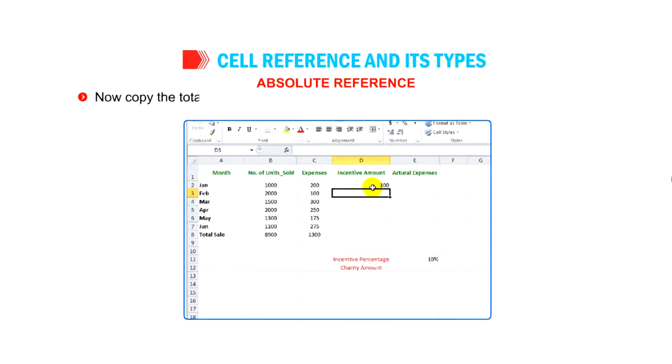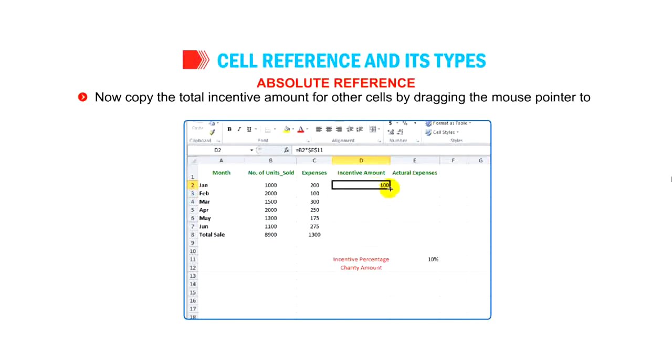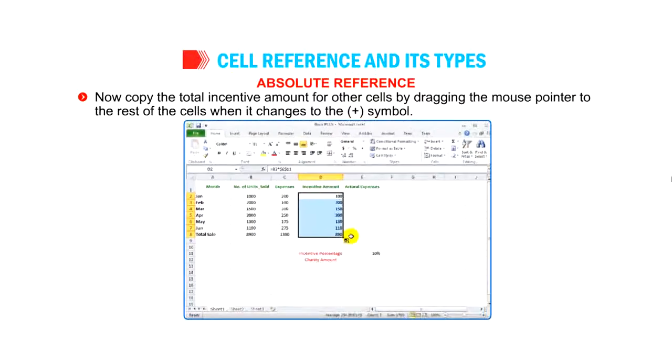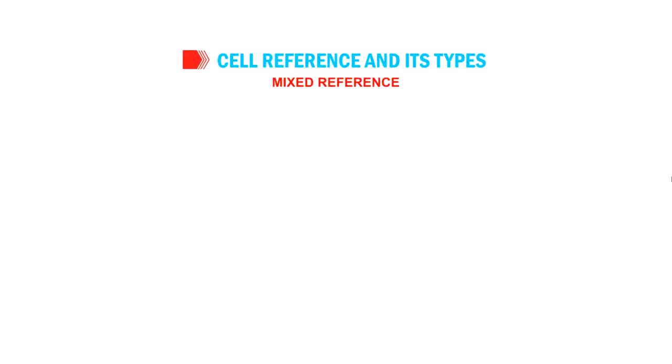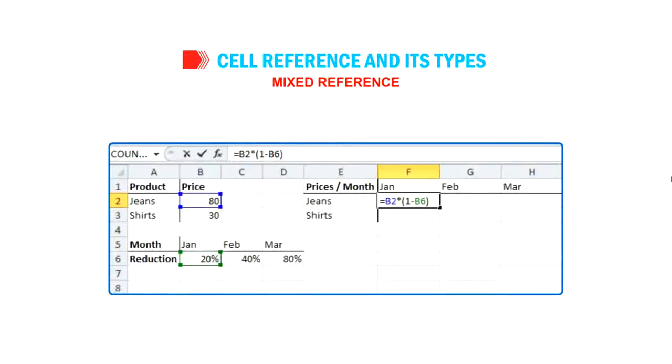Now copy the total incentive amount for other cells by dragging the mouse pointer to the rest of the cells when it changes to the plus symbol. Now the third type of cell reference is mixed reference. It is a combination of relative and absolute reference. In this type of reference, either the row or the column has to remain fixed. $A1+$A$2 is an example of mixed reference.